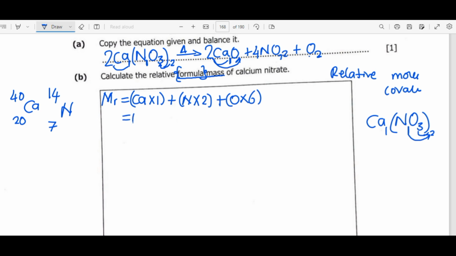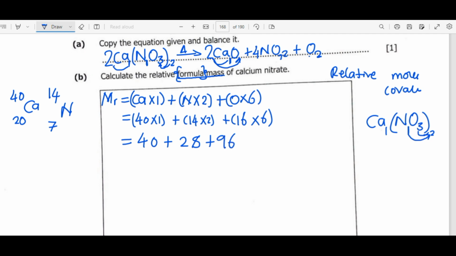Then after this is done, we just have to replace now each element with its mass number. So calcium is 40 times 1, nitrogen is 14 times 2, oxygen is 16 times 6. So 40 times 1 is 40 plus 14 times 2, we get 28 plus 16 times 6, that's 96.